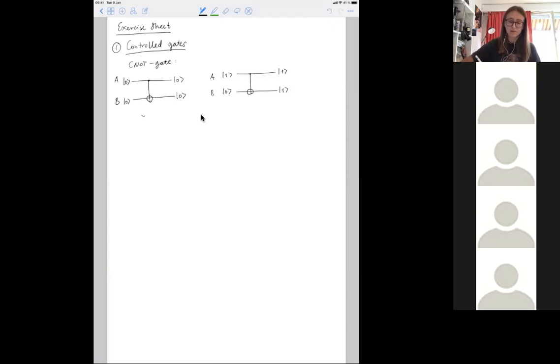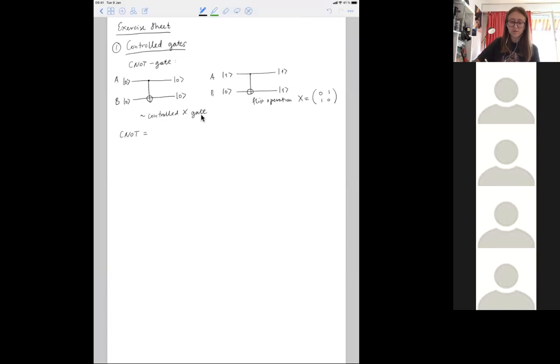And this flip operation, as you might have seen from the previous exercise sheet, corresponds to the X gate, which has the following matrix representation in the 0-1 basis. And hence the CNOT gate is sometimes called the controlled X gate. And we can very easily write what the action of this gate is in terms of brackets.